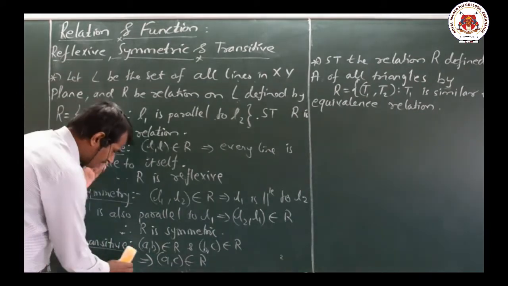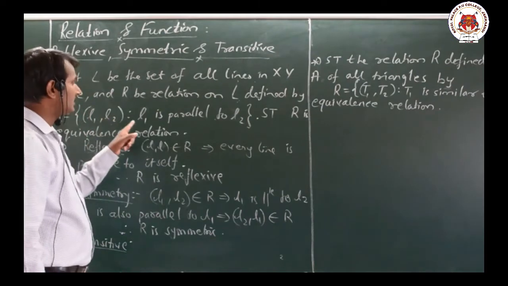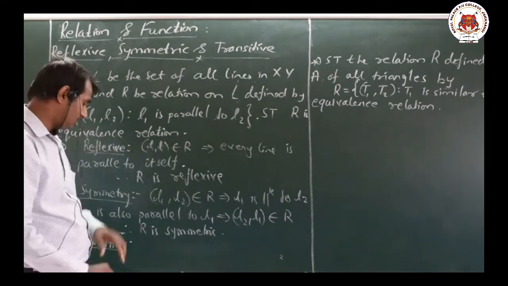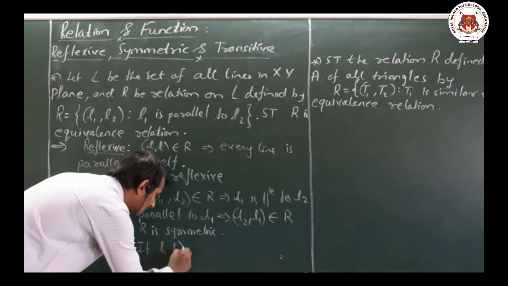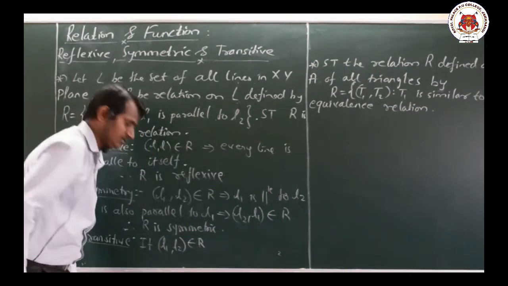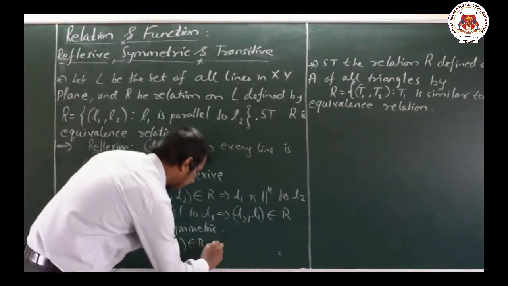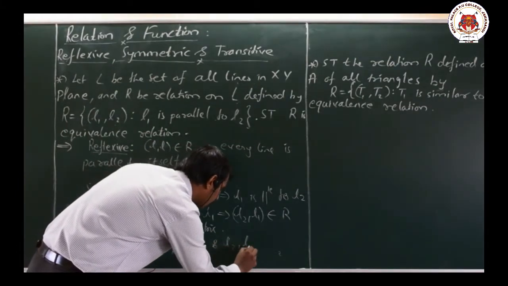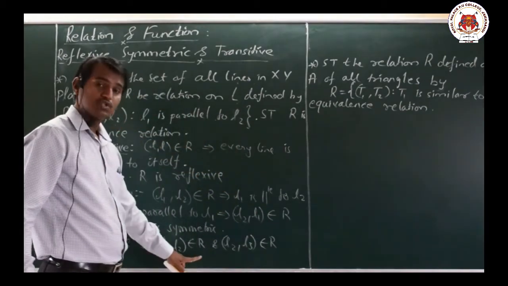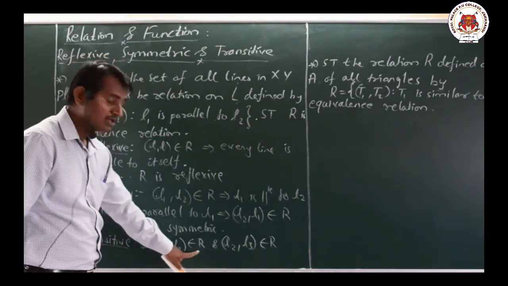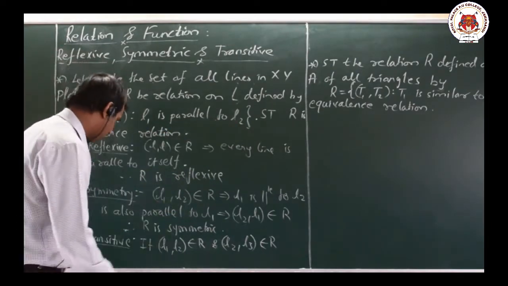Now let us observe according to the given condition. What is the given condition here? He has given that L1 is parallel to L2. Let us take it as, if (L1, L2) belongs to R, and (L2, L3) belongs to R. (L1, L2) belongs to R means what? Line L1 is parallel to L2.